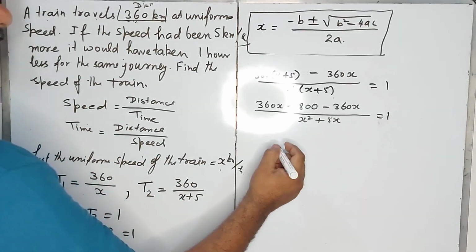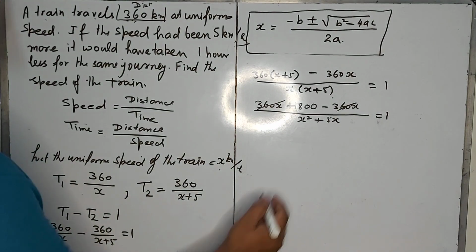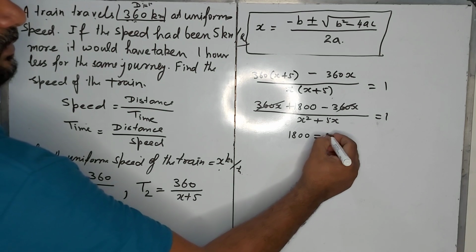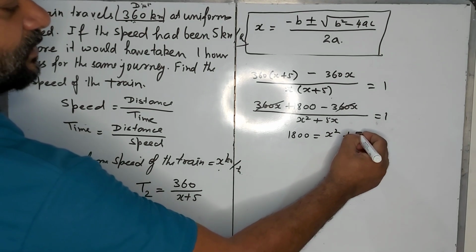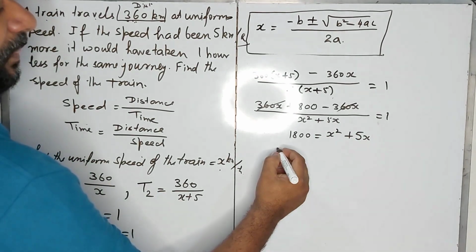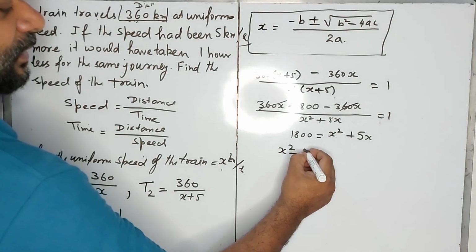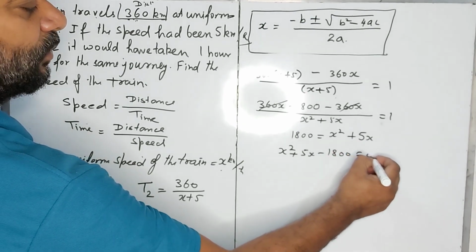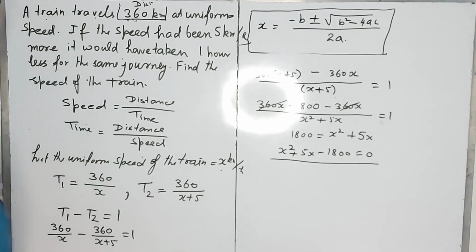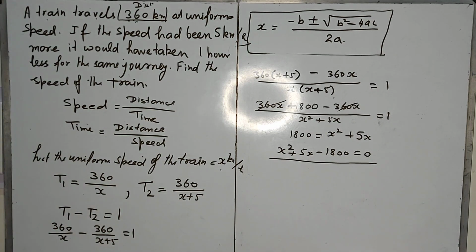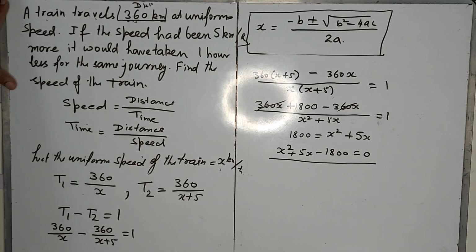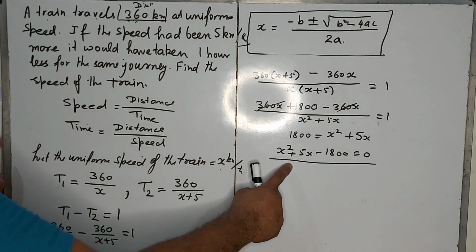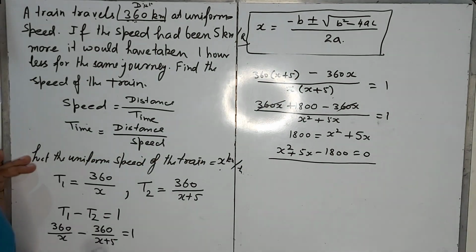Now cross multiply this. These two terms cancel, and 1800 is equal to x square plus 5x. So we shift this, therefore x square plus 5x minus 1800 equal to 0. This is the quadratic equation formed by this mathematical statement. Now we solve this by using this quadratic formula.